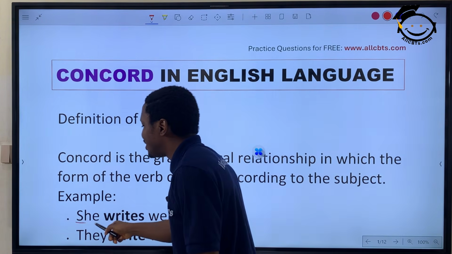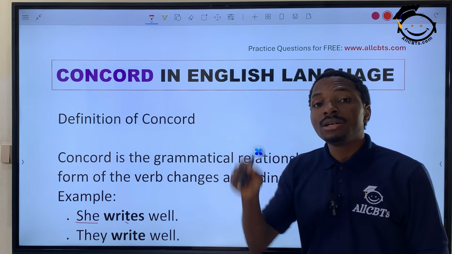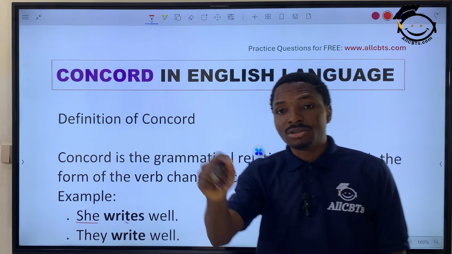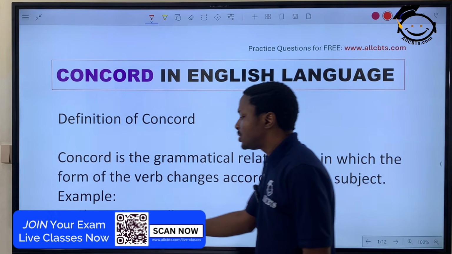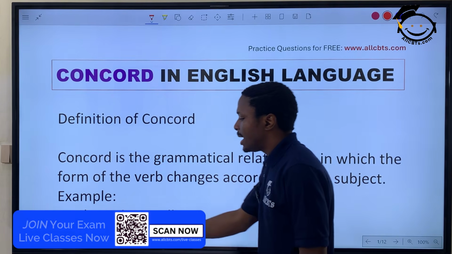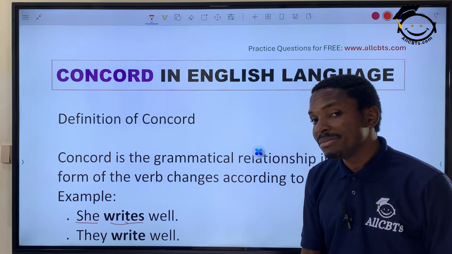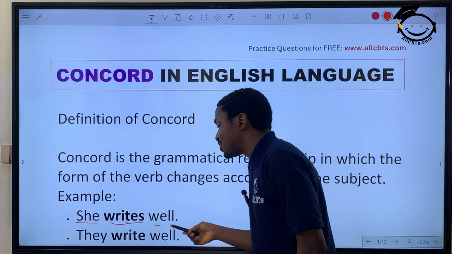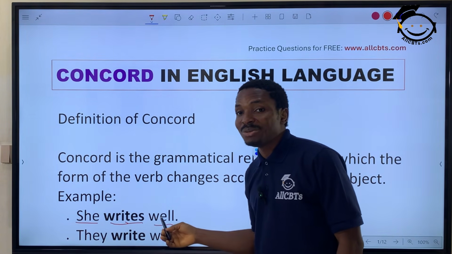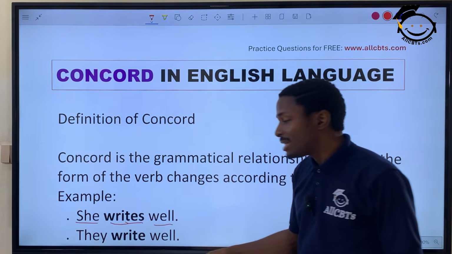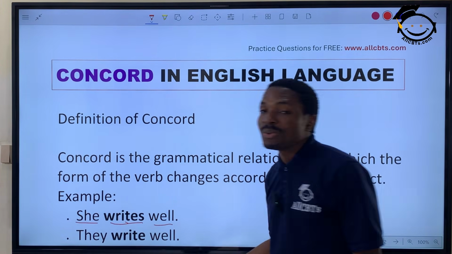So she is the subject. Subject means the person in consideration in that expression. She is the subject, and then writes is the verb. This is the action that was done. So what will this be? This is the adverb. Another example, you have they write well.